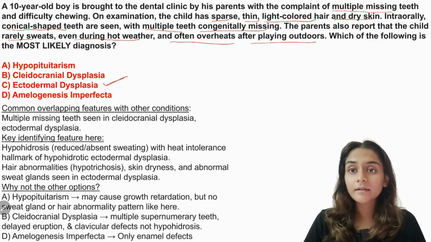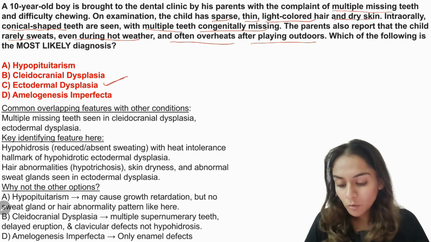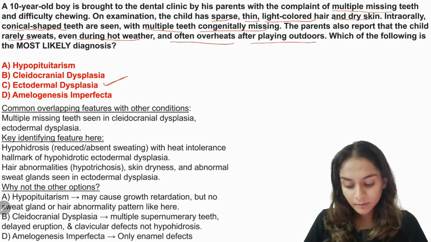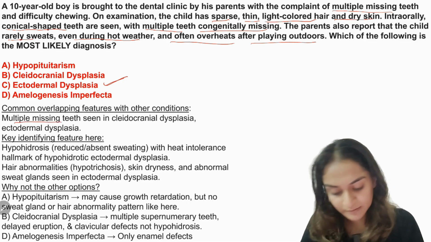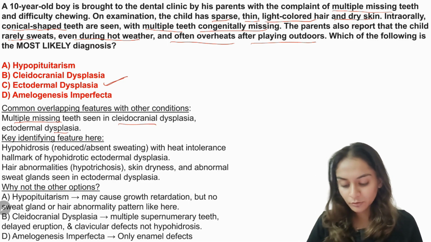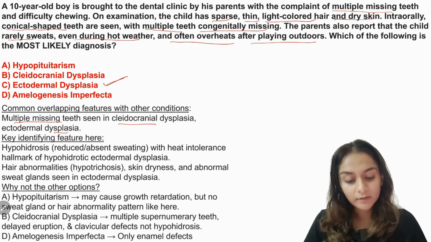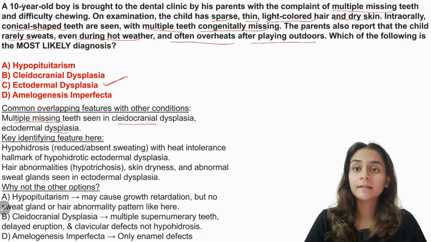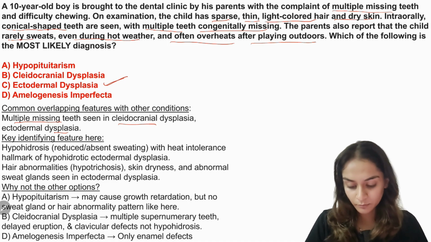Now we'll understand how. See, the common overlapping feature with other conditions is multiple missing teeth, which is also seen in cleidocranial dysplasia and ectodermal dysplasia. Now what are the key identifying features? There is a triad of 3 H's that is only seen in ectodermal dysplasia.